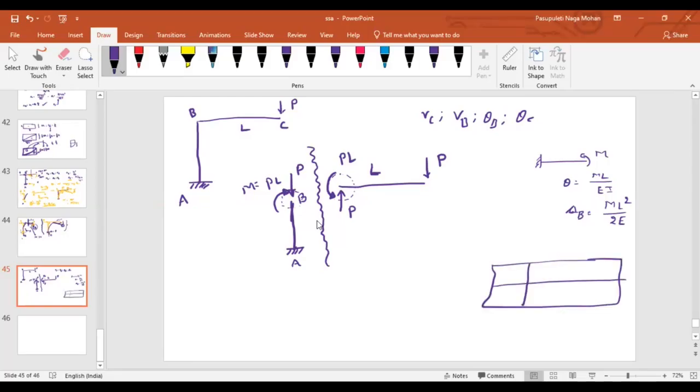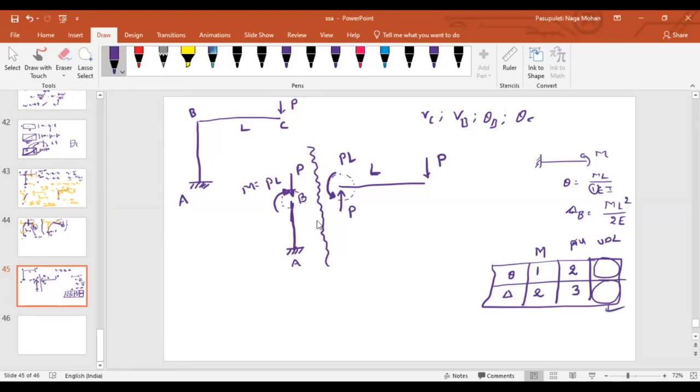Now you can see rotation, deflection. If it is a concentrated moment, what is the denominator that I'm talking about? 1. What is the denominator for deflection? 2. If it is a point load, what is the rotation? PL square by 2EI. What is the denominator? 2. What is the deflection? 3. If it is UDL, what is this value and what is this value? 6, 12, 6, 24. In this case also it is very much easier, right?